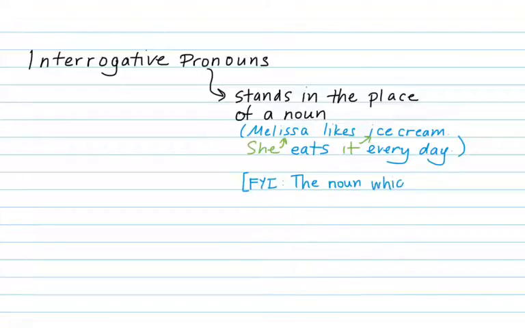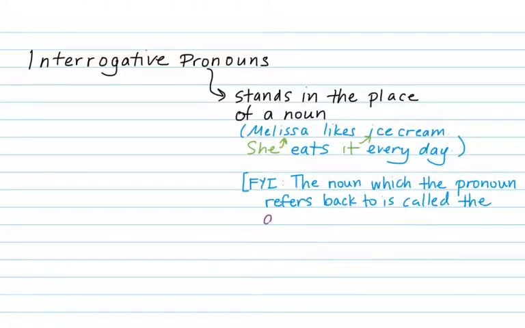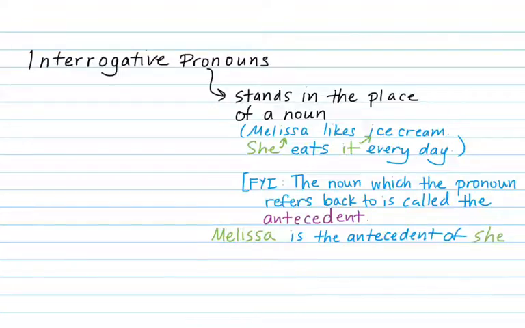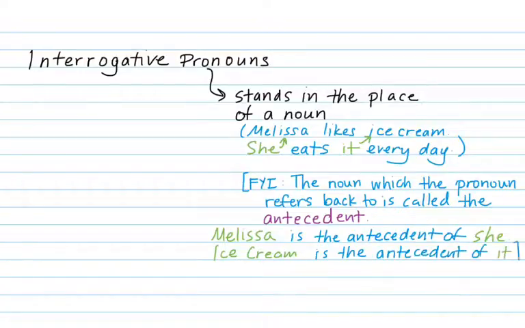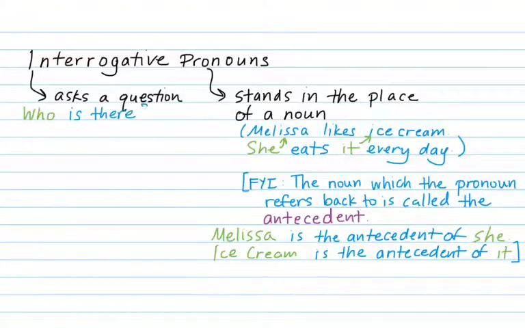Note that the noun to which the pronoun refers back is called the antecedent. So the antecedent of she is Melissa, and the antecedent of it is ice cream. It refers back to ice cream. Back to our phrase, interrogative pronouns. The interrogative part means that the pronoun asks a question, as in English, who is there? Or what do you want?